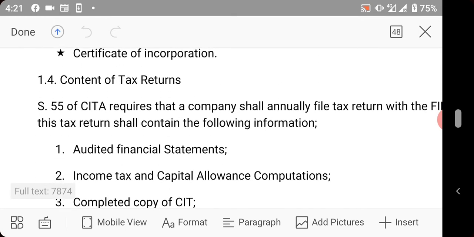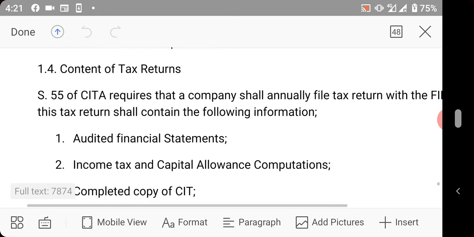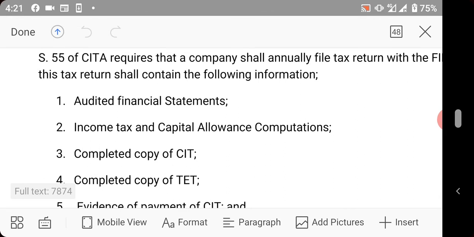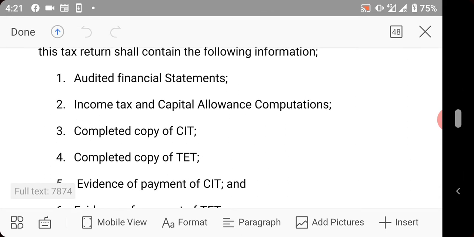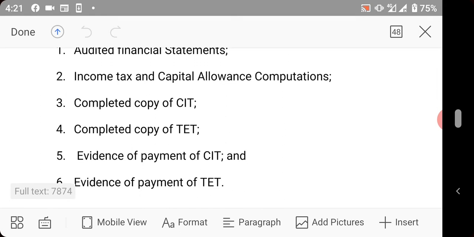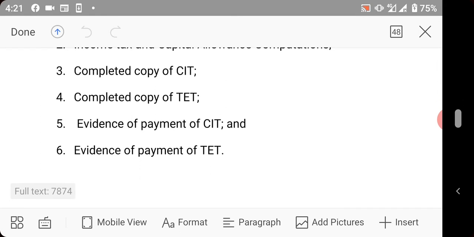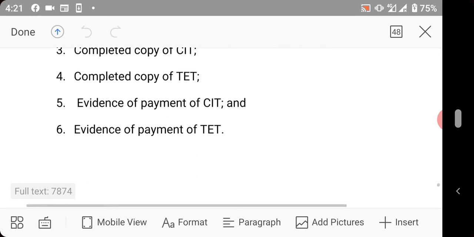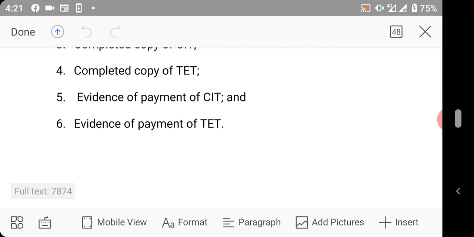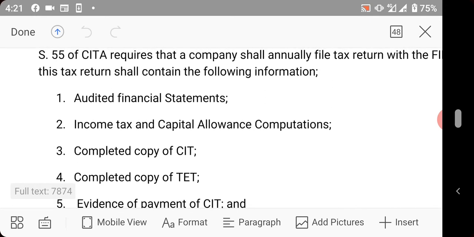The content of tax return. I have already mentioned the content of tax return. The first one is audited financial statement, income tax and capital allowance computation, completed copy of CIT, completed copy of TET, evidence of payment of CIT, and evidence of payment of TET. So these are what you must provide in your tax return.